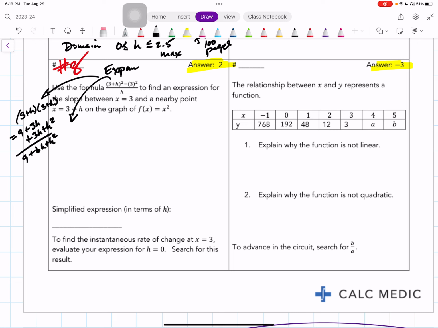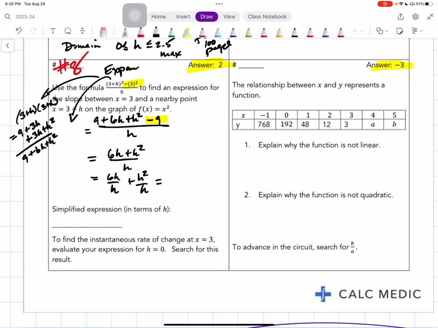So that's just multiplying, or the distributive property. I'm going to write it up here: 9 plus 6h plus h squared. And then you've got this minus 3 squared hanging around up here. Well, minus 3 squared is a minus 9, all divided by h. So I'm simplifying here. 9 minus 9 is 0, so you just get 6h plus h squared divided by h. You divide them both by h. So I'm going to do that.